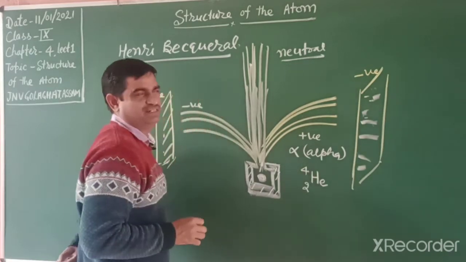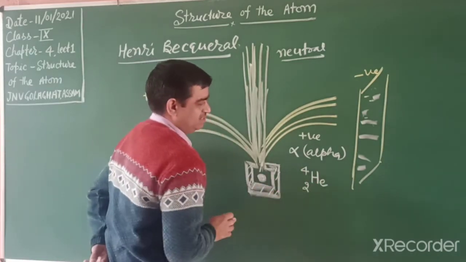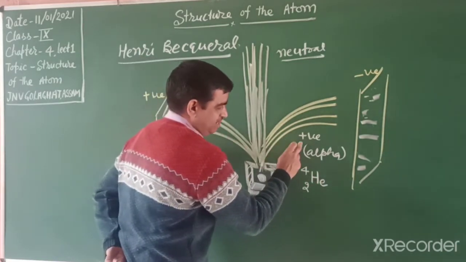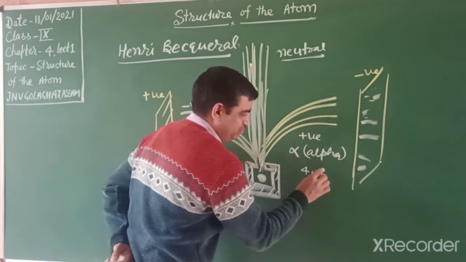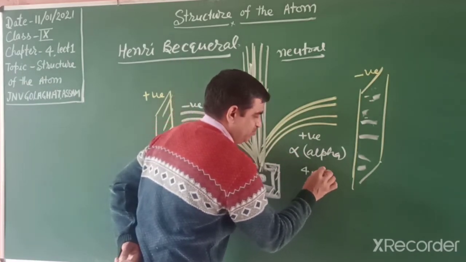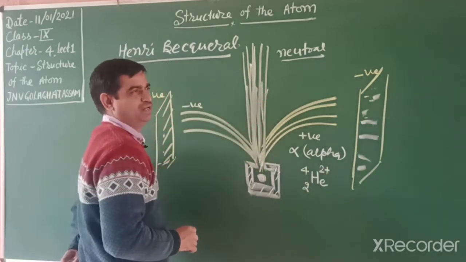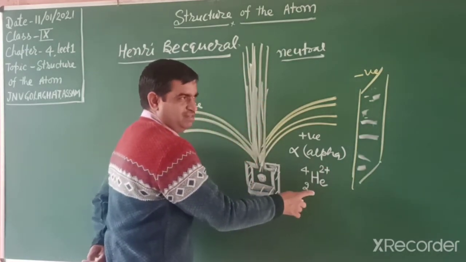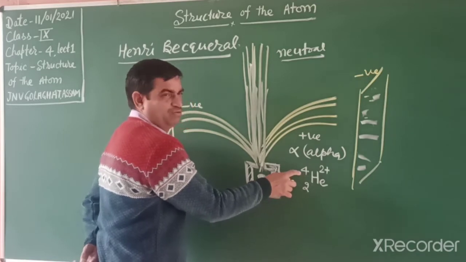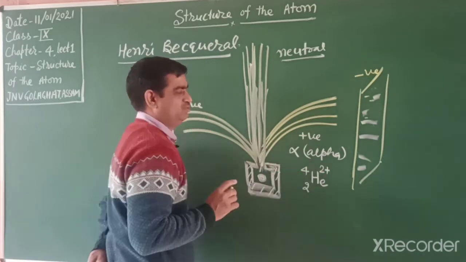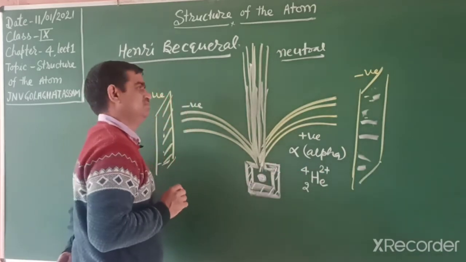Friends, we will discuss this. It is a helium nucleus, so we remove 2 electrons. So alpha is represented like this: He with atomic number 2, mass number 4, and charge 2 plus. Alpha is a helium nucleus.